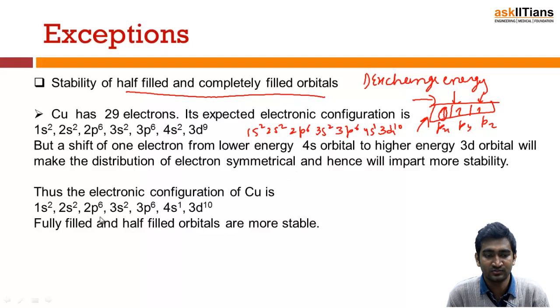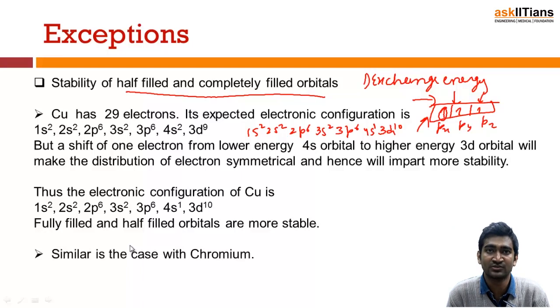And so is the case of chromium also. This is the electronic configuration of copper, which I have just written there also. And so is the case with chromium as well. Okay, so these are the exceptional cases which you must know, why it happens, how it happens, why exchange energy matters a lot, right?